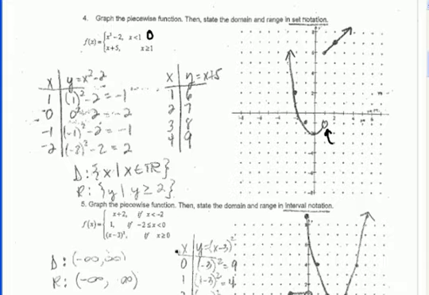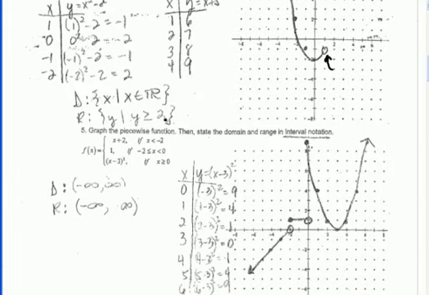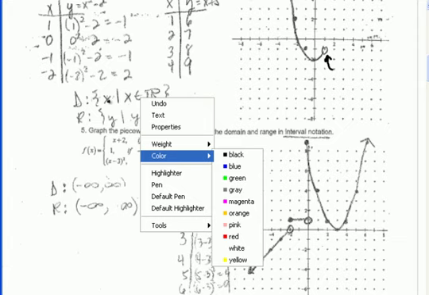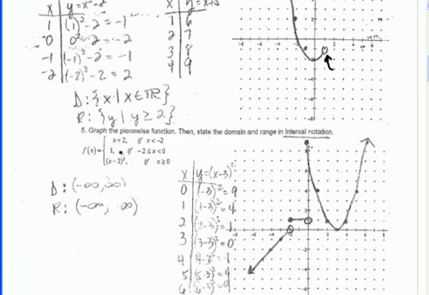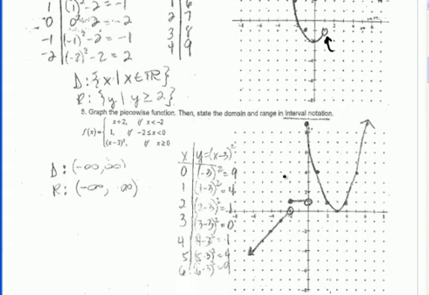Same thing on number 5. We have a linear function, a constant function, and we have a quadratic function. You can see that graph there.